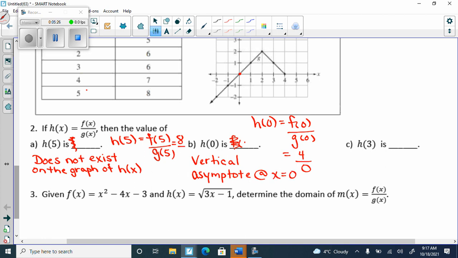Sorry? It would be a written response. Or it might just be that they want you to graph the graph of these two.